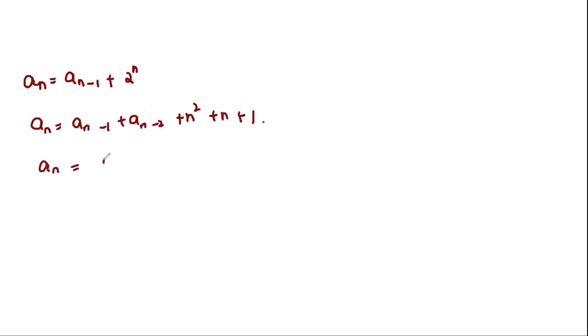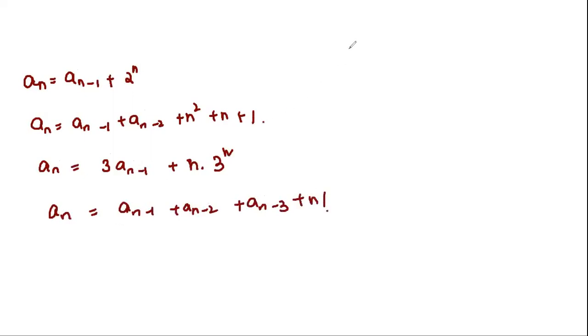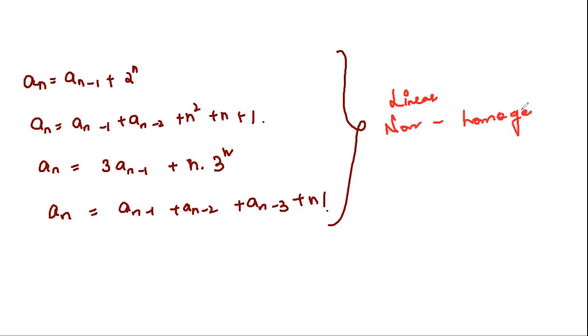a_n = 3a_{n-1} + n^n. a_n = a_{n-1} + a_{n-2} + a_{n-3} + n!. All these are linear non-homogeneous recurrence relations with constant coefficients.